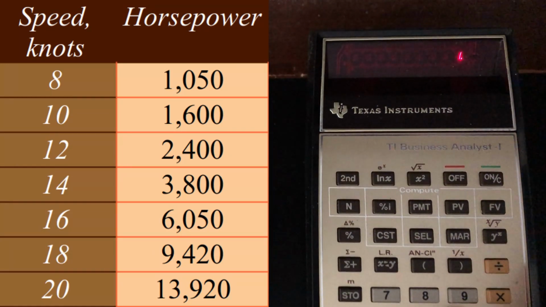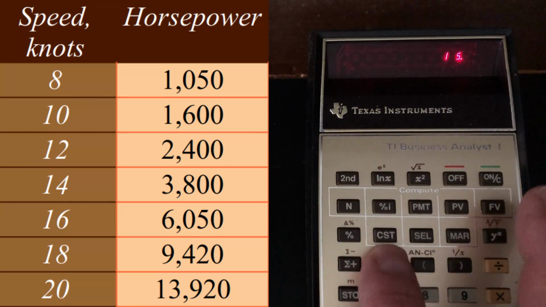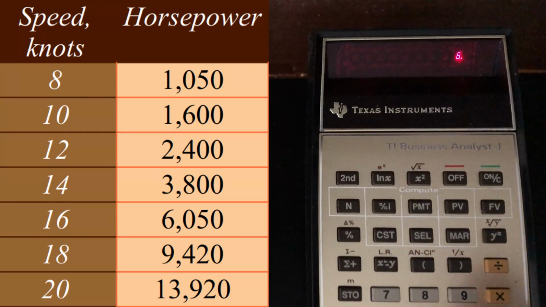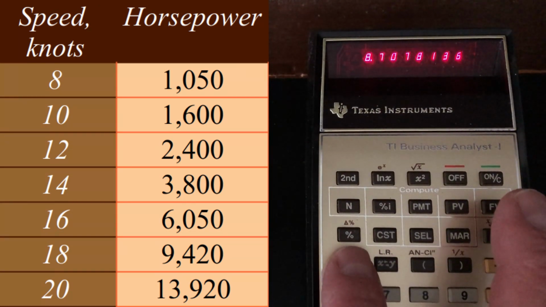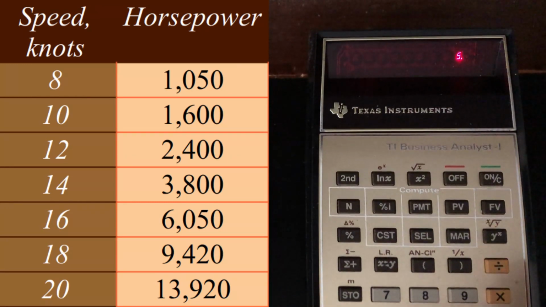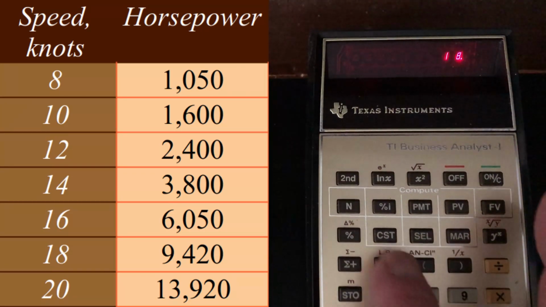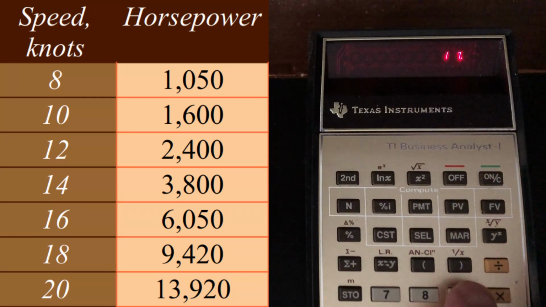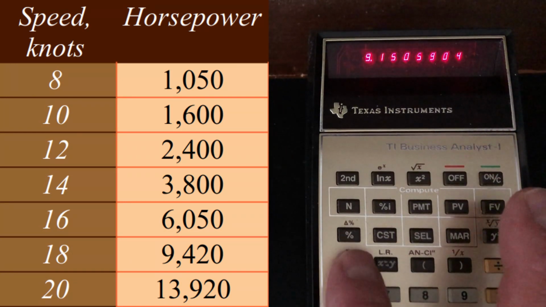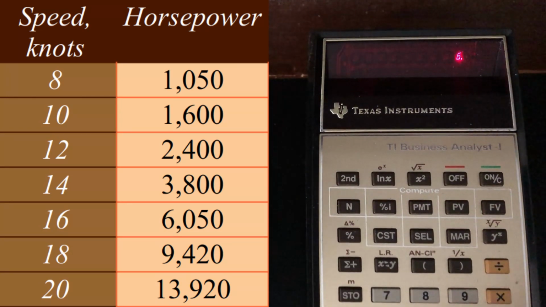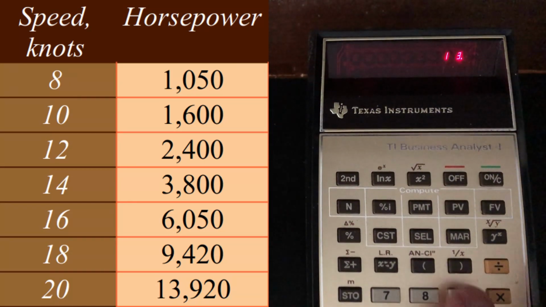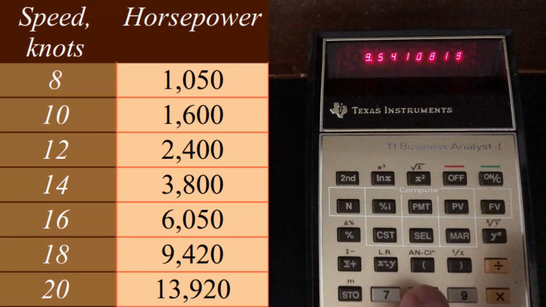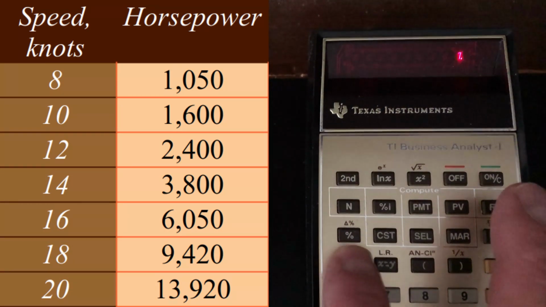And then we do 16, and we do that, and then we do 6050, take its natural logarithm, and we get that. We do 18, do that, and then 9420, take that natural logarithm, and we do that. And last but not least, 20, and then 13,920, take the natural log of that, and we do that.